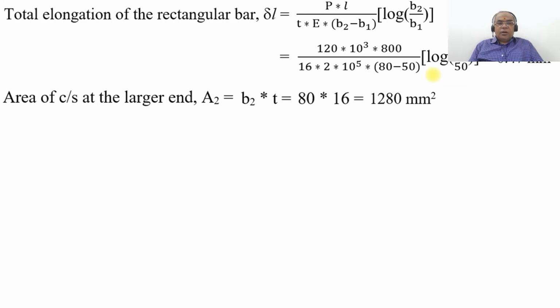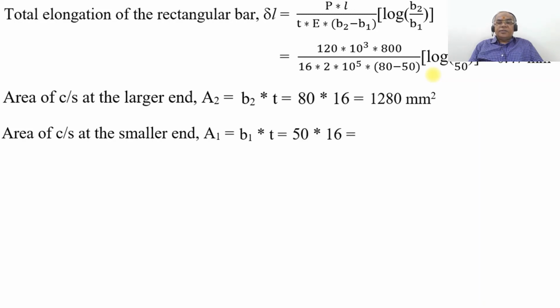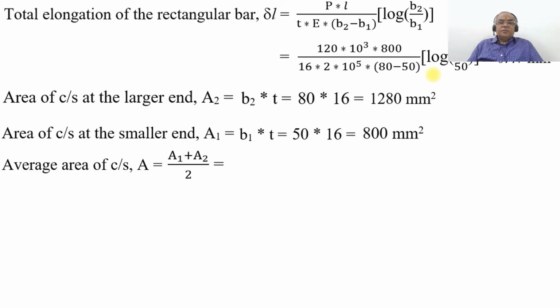Area of cross section at the smaller end, which is A1, will be equal to B1 into T, which is 50 into 16, equal to 800 mm square. So what is the average area of cross section? The average area of cross section A will be equal to (A1 plus A2) by 2, which is equal to (1280 plus 800) by 2. On simplification, you are going to get 1040 mm square.